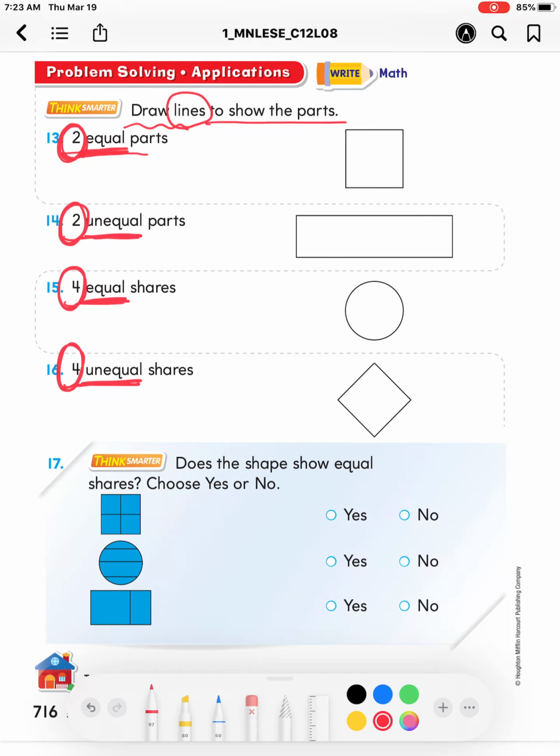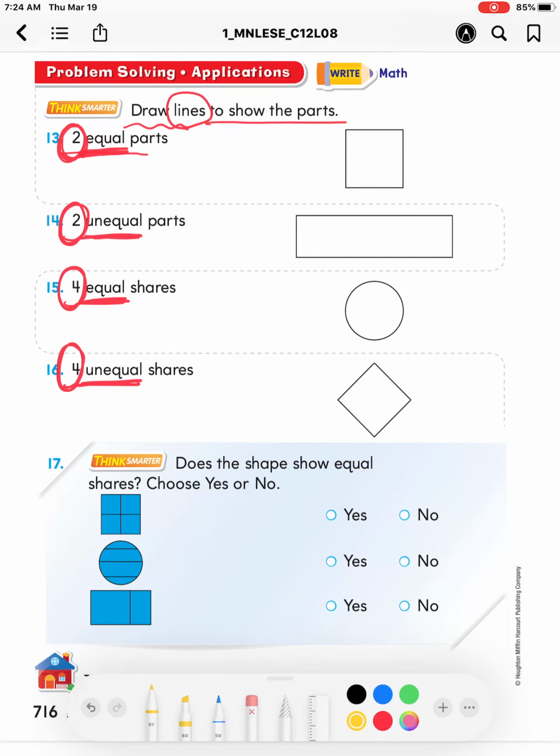Now I want you to pause the video, try to answer it on your own, then continue watching the video so you can understand whether you really understand the concept or not. Now we need to draw a line to show the parts.